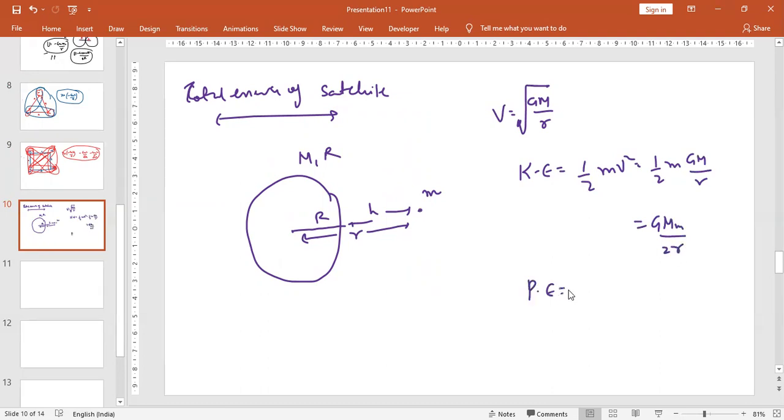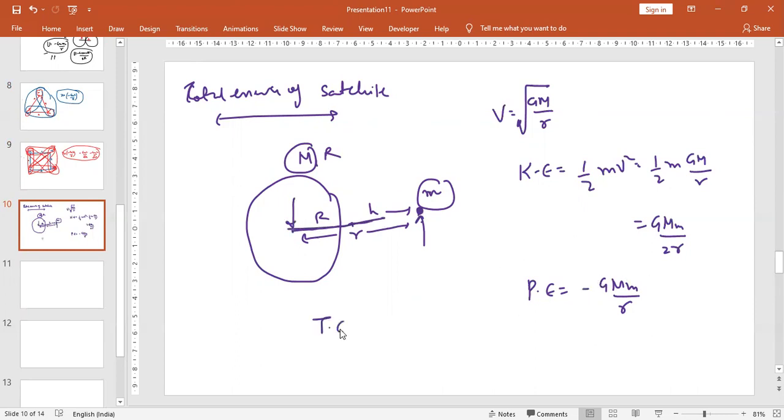What will be the potential energy of the satellite? It will be minus G into M upon r, because it is minus G into m1 into m2 upon the distance between centers. The center of the satellite will be at this point, but the center of mass of the planet will be at this point, so this distance will be r. So this will be the potential energy.